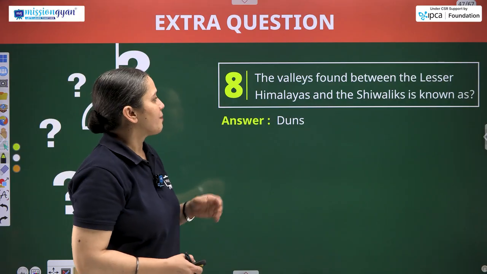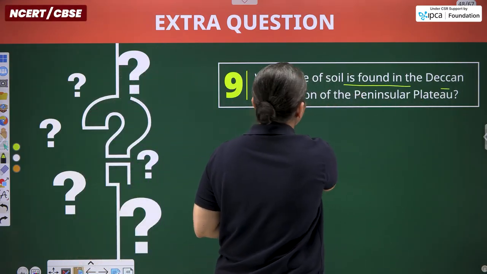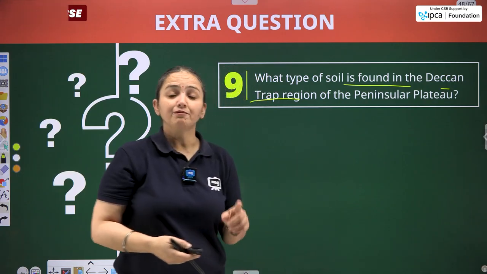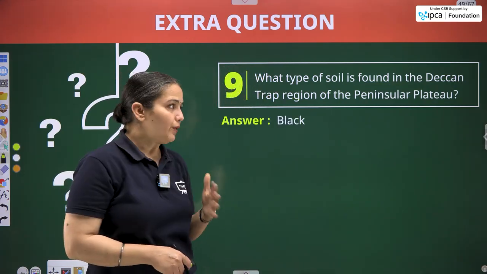Next question is about what type of soil is found in the Deccan Trap. The Deccan Trap formed from volcanic eruption, formed from igneous rock, so black.